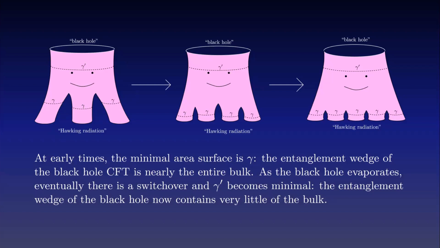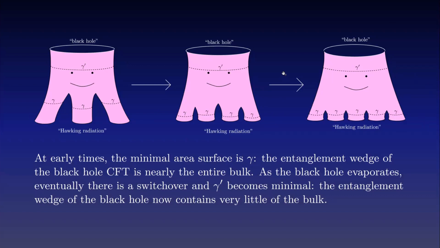We have 2 candidates for the minimal area surface here. There is the extremal surface. These are both extremal, but this one at this stage has smaller area. Now, as we move forwards, this one here might have a smaller area than this one, but eventually, as the black hole evaporates more and more, there will be a switchover where gamma prime will have smaller area than the area of all of these gammas together. And at that point, there is a phase transition, and gamma prime begins to dominate.